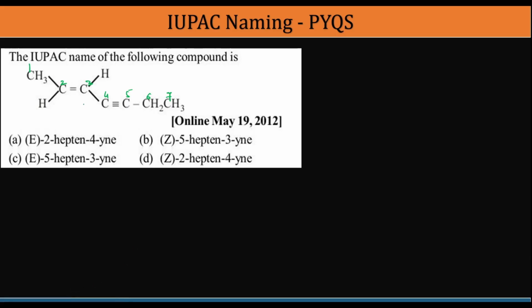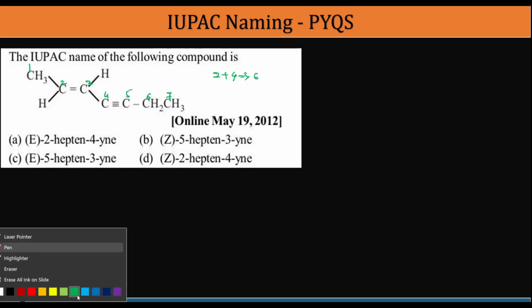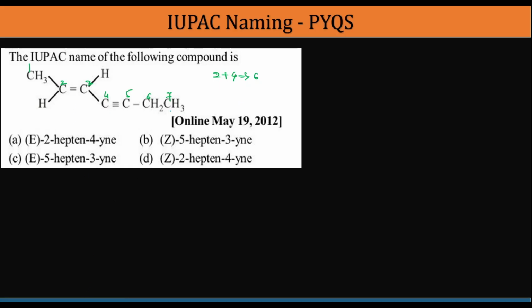So you can see the sum. Here the double bond is getting the second position and the triple bond is getting the fourth. Alright. So what is the sum? 6. And if you give numbering from here, from this carbon 1, 2, 3, 4, 5, 6, 7, what is the number coming on the alkyne? Third. This is getting third, right? 3. And then 5.